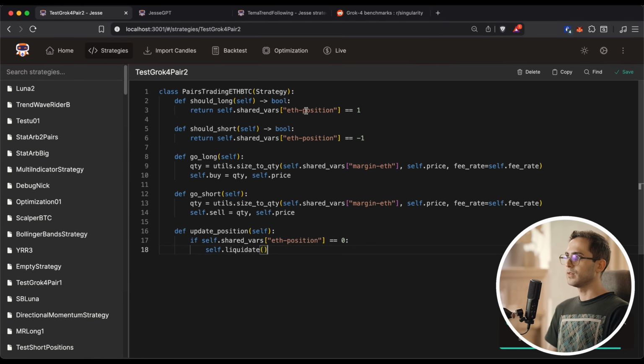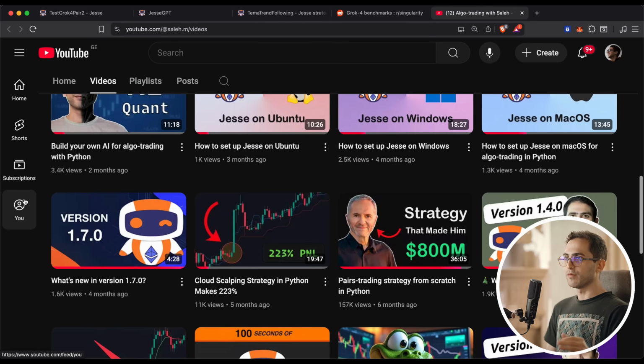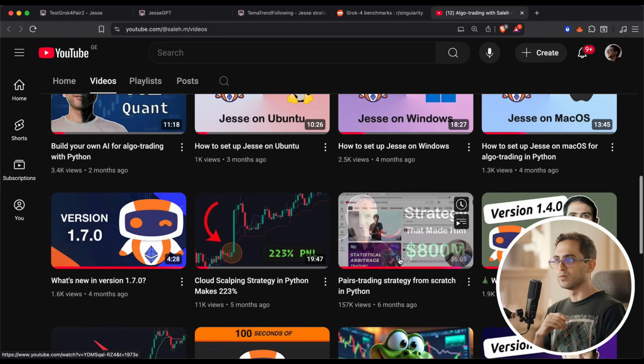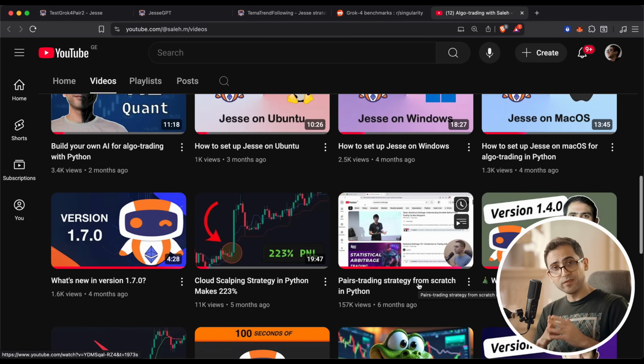and paste it here. Notice that the second strategy doesn't have trading logic by itself. It's only using the values of shared vars to see what decision has been made for it by the other strategy. Now, if what I'm doing here is a bit too complex for you for this specific strategy, make sure to watch my previous video called Pair Strategy from Scratch in Python. With that one, I explain everything in depth about how to go about it.